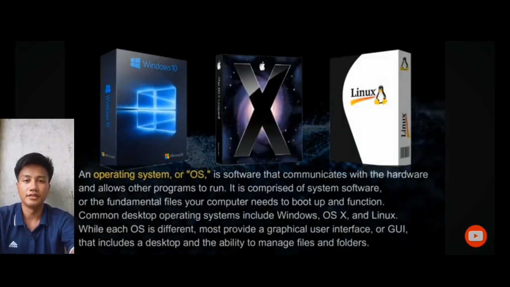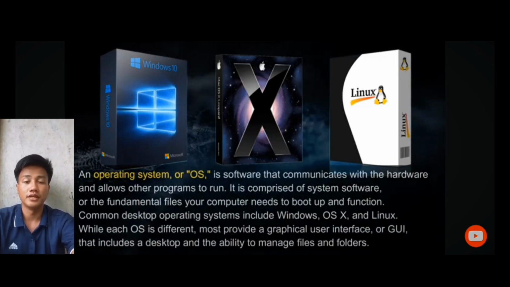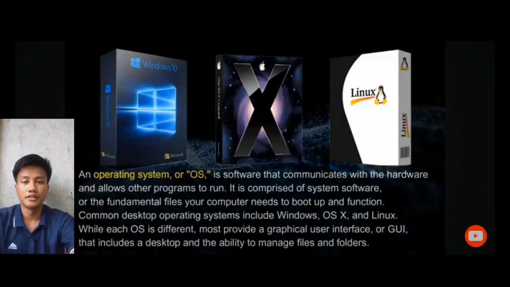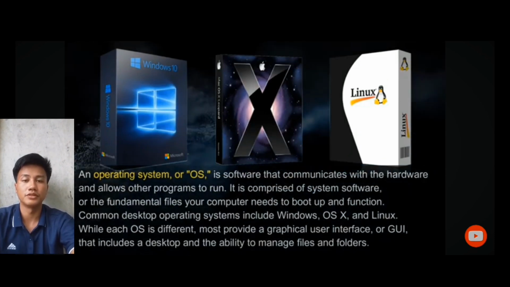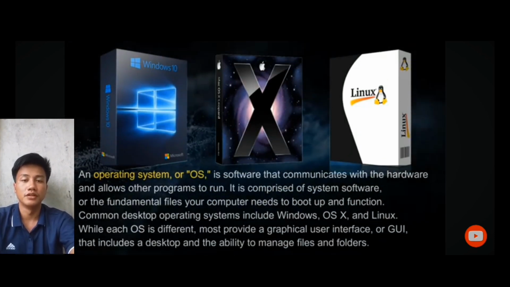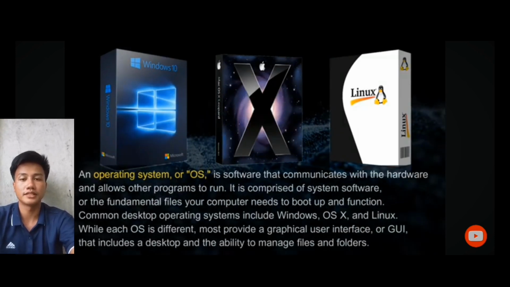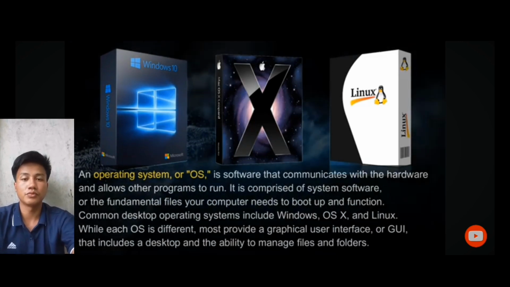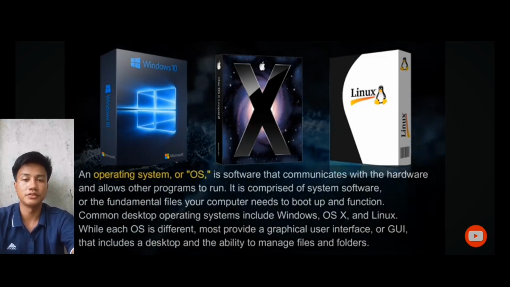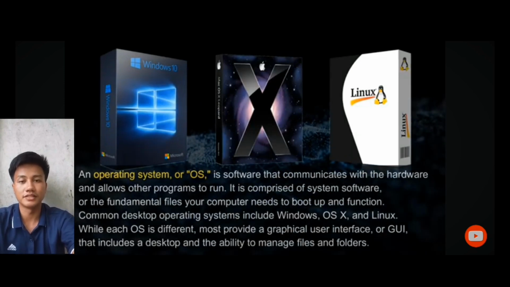Operating system. An operating system, or OS, is software that communicates with the hardware and allows other programs to run. It is composed of system software, or fundamental files your computer needs to boot up and function. Common desktop operating systems include Windows, OS X, and Linux. While each OS is different, most provide a graphical user interface, or GUI, that includes the desktop and the ability to manage files and folders.